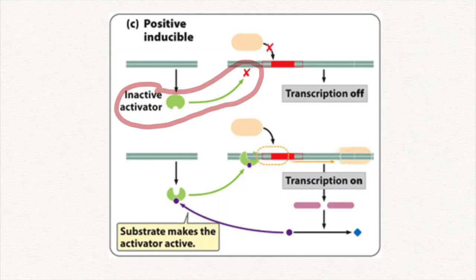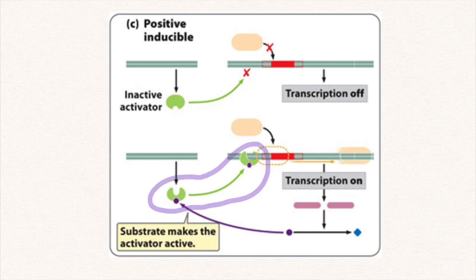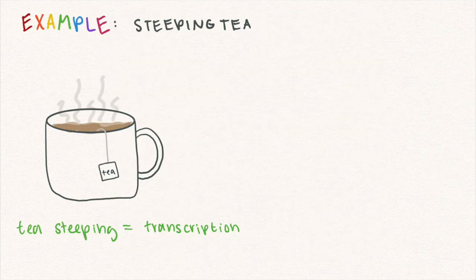If we go back to our starting image, you can see that the activator gene makes an activator protein, but this protein is inactive and cannot bind to the promoter region without the effector. When the effector molecule binds, the protein can then bind to the promoter region and it allows transcription to begin. For a non-biological example, imagine you want to make some tea.